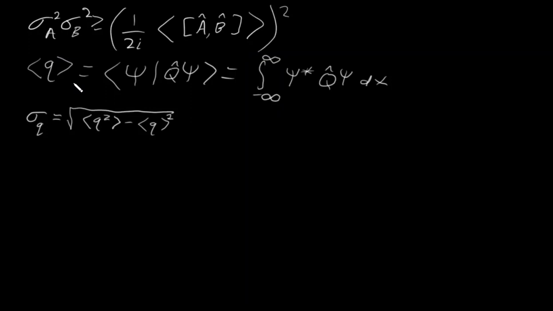Q, the expectation value of the observable q, is psi inner product with q hat psi, which is the integral definition. Then this is the definition of the standard deviation, right? And notice, similarly, the expectation value of q squared will be psi inner product with q hat squared psi, where q hat squared is equal to q hat acting on q hat. You act one and then the other.